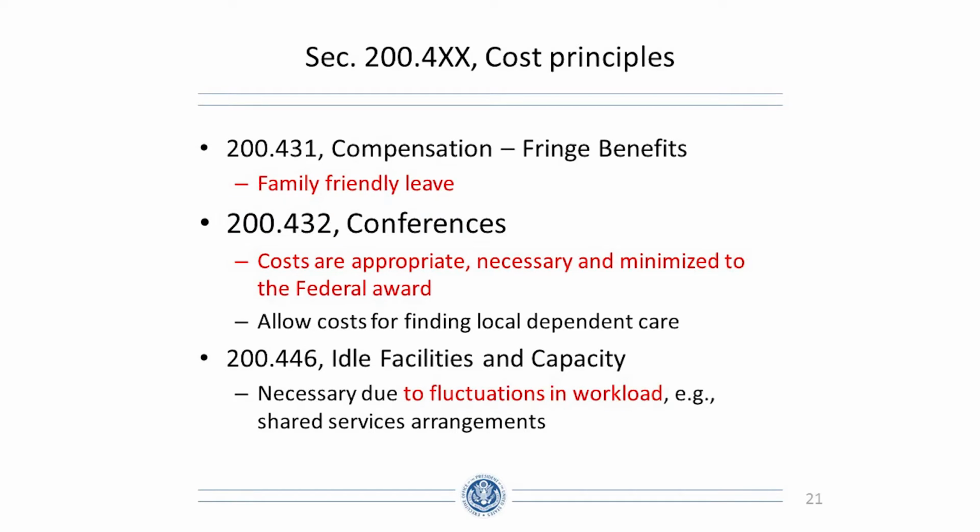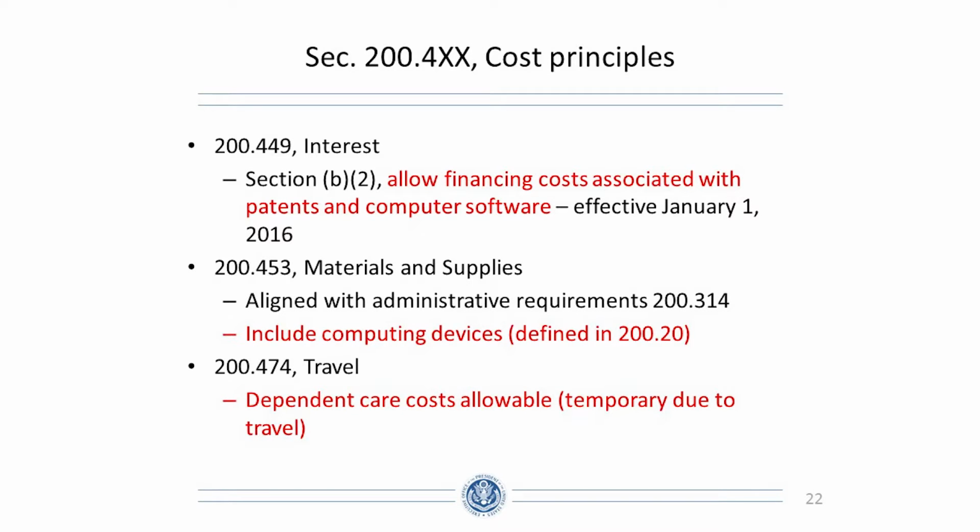Another one is section 200.446 on idle facilities. Used to be you could never allow for idle facilities, but now we know when we're implementing shared service agreements, for example, a lot of times you have fluctuations in workload, and so you need some idle capacity, so that's now allowable. And another one is 200.449 interest. And this is where financing costs come in. Financing for infrastructure has always been allowed, but now we also have allowability for information technology. We know sometimes you have to build software systems, big software systems that power public services, and sometimes there are financing costs associated with those, so those are now allowable.